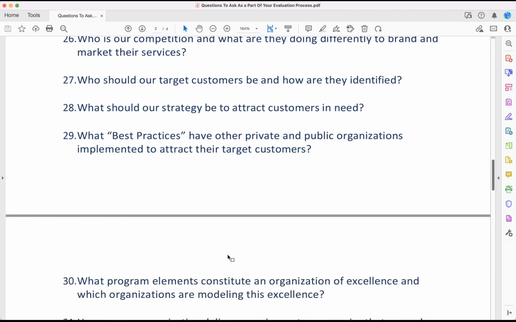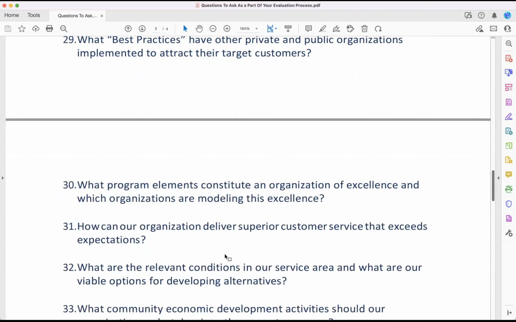Something else you'd like to think about is what your program elements are that constitute an organization of excellence, and which organizations are modeling this excellence. In your mind, when you think about an organization or a project or a program that is just top-notch, just the cream de la creme, what does that look like to you? What are they doing? How are they doing it? How are they being most effective, most efficient? How are they just kicking butt and taking names? And then, what groups are doing that?